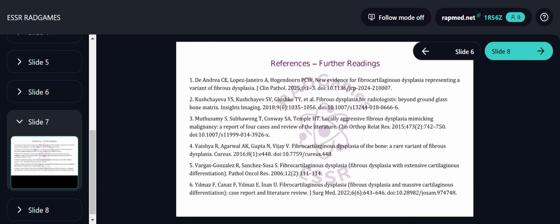For further reading, I have listed several key references.